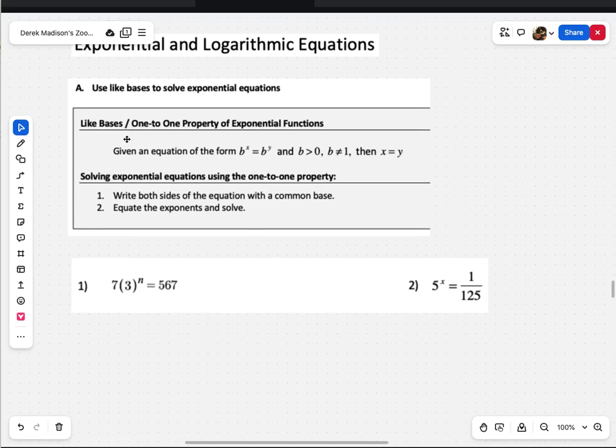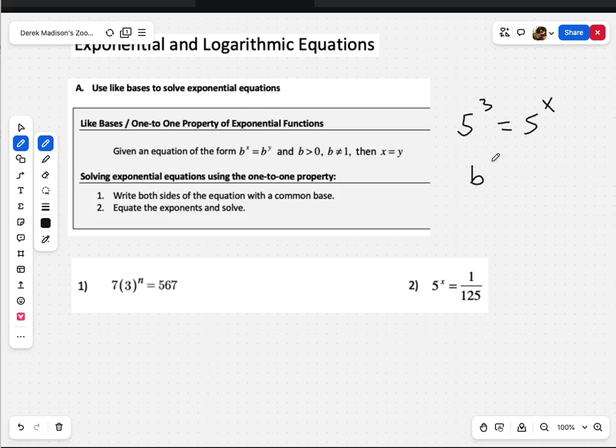So starting off with the exponentials, like bases or one-to-one property of exponentials. Basically what this is saying is if I have, for instance, 5 to the third equals 5 to the x, it's not really a mystery what x is. It's got to be 3, right? Because if 5 to the third equals 5 to the x, x has to be 3. So that's the one-to-one property. And so if I can manipulate an equation so that it has a common base, b to the x equals b to the y, the only way that's going to be true is when x equals y. So let me show you what that looks like in practice.